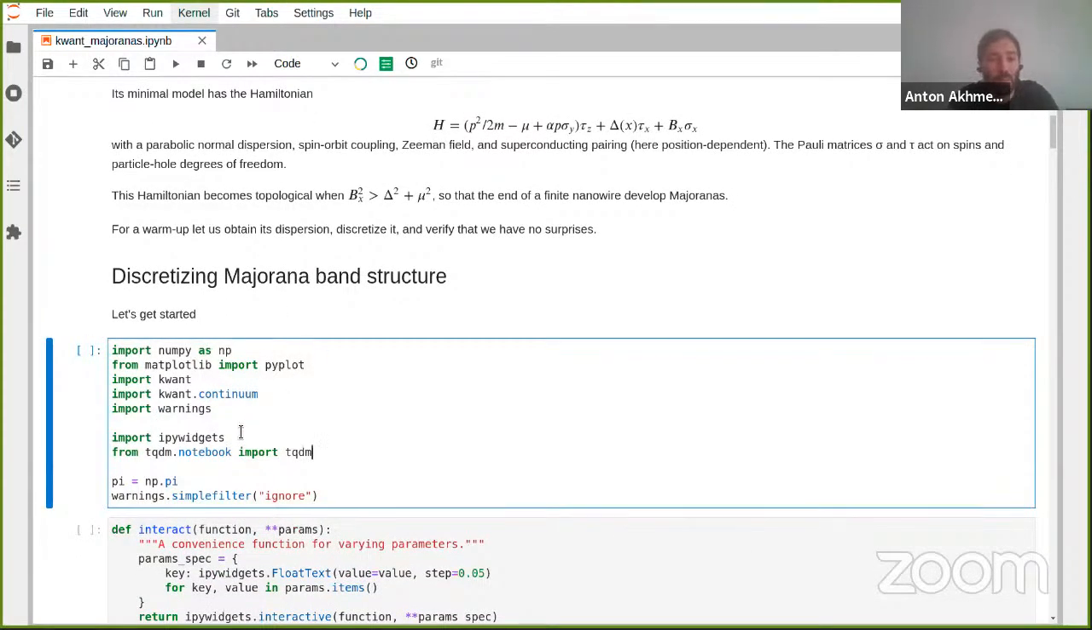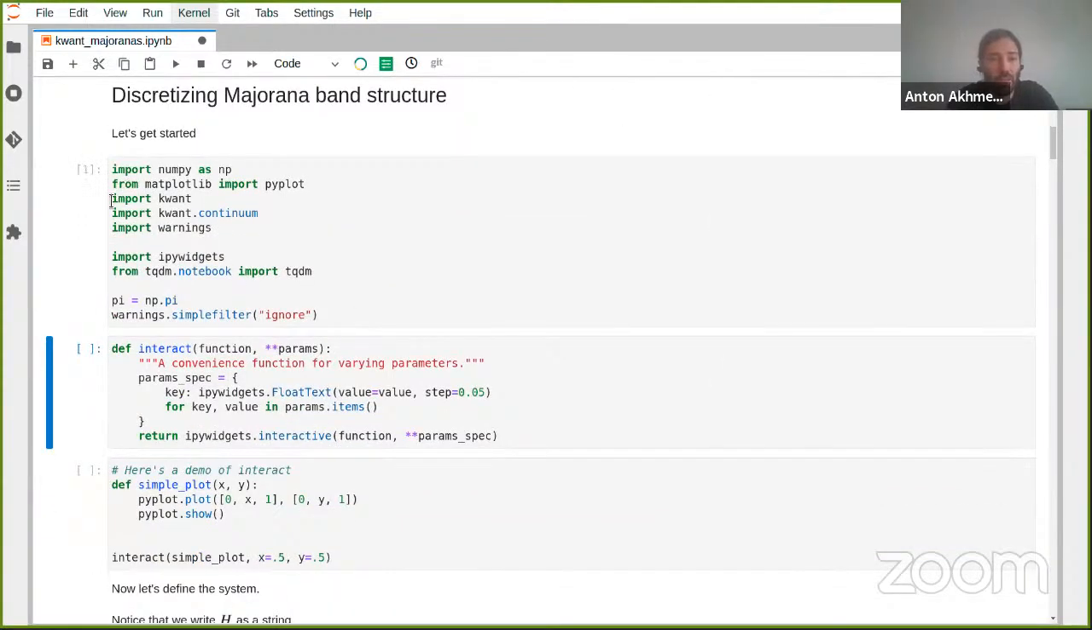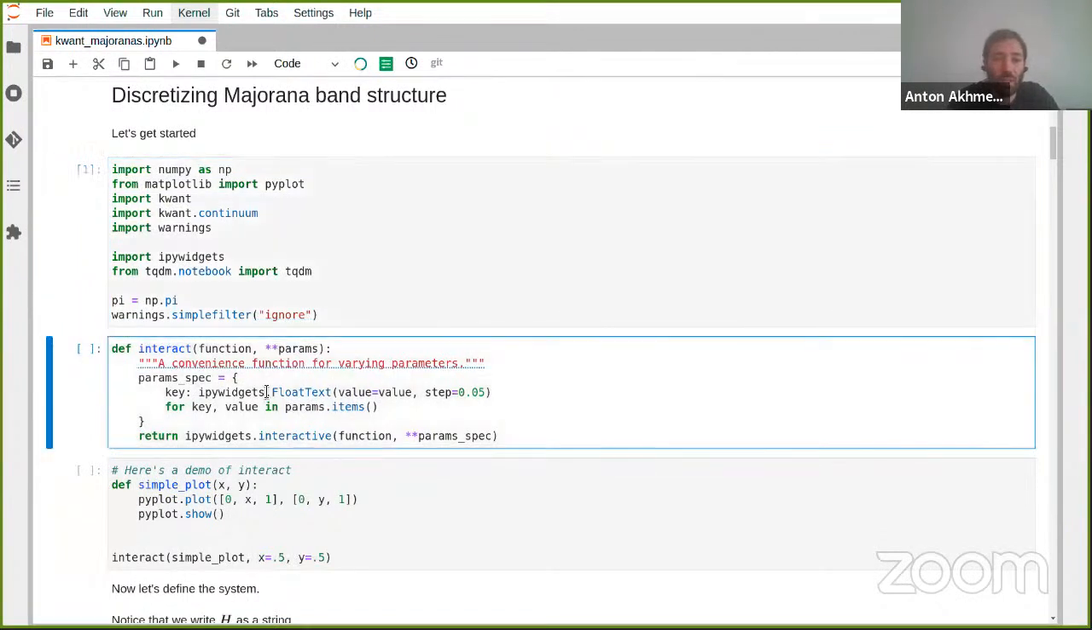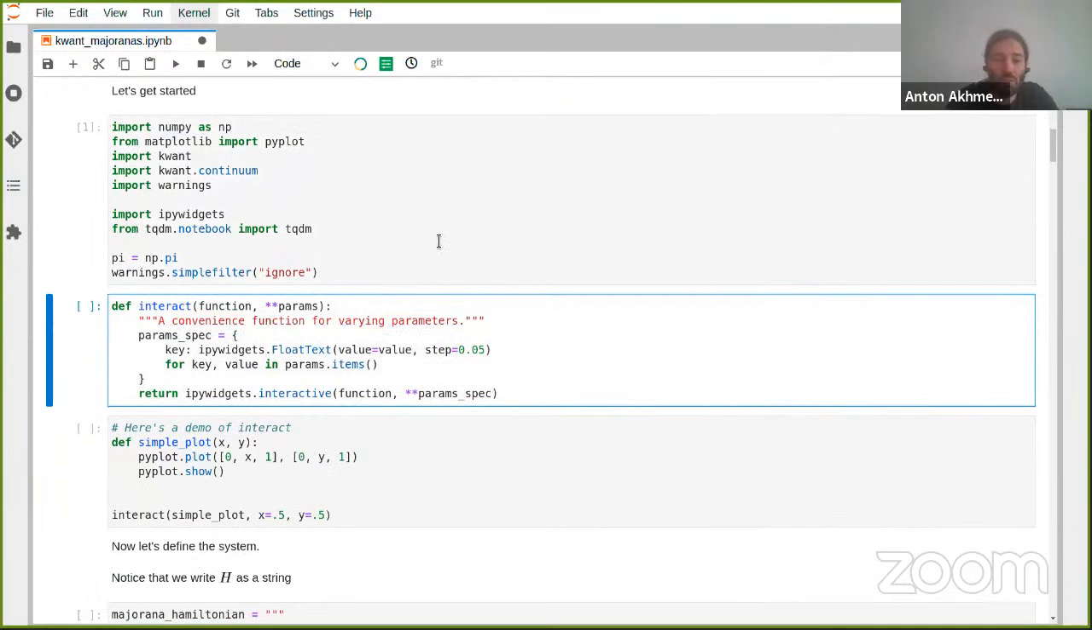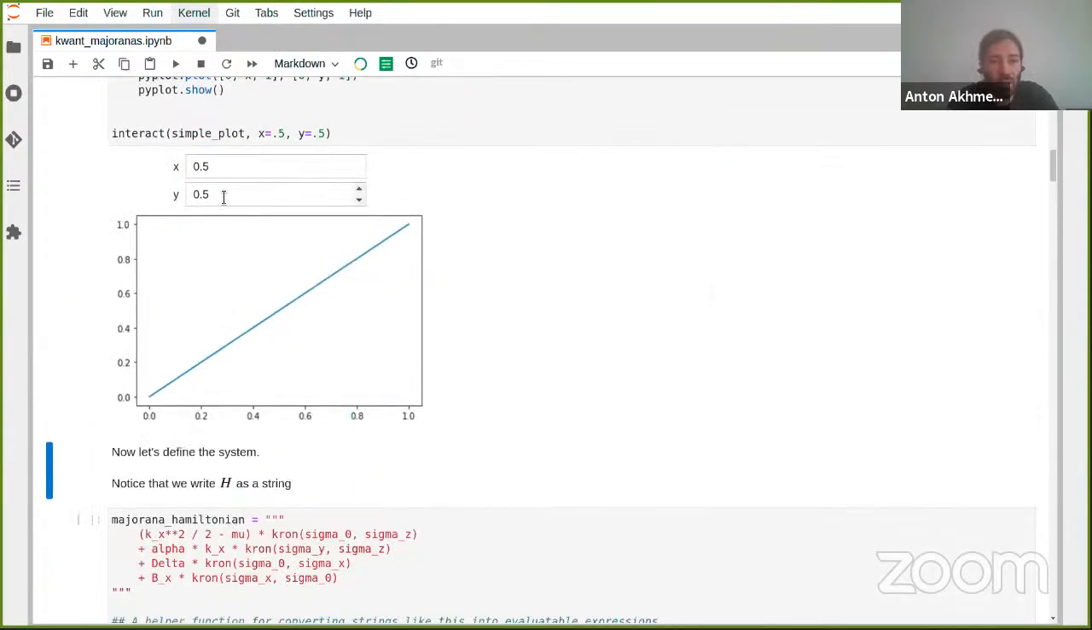Here I'm importing some useful packages. If you're familiar with Python, I'm of course going to use NumPy, the library for arrays. I'm using plotting, I am going to use Kwant, and the rest is for convenience. Now, in order to vary the parameters nicely, I'm also going to use a helper function, interact, and just to demonstrate what it does, here it is.